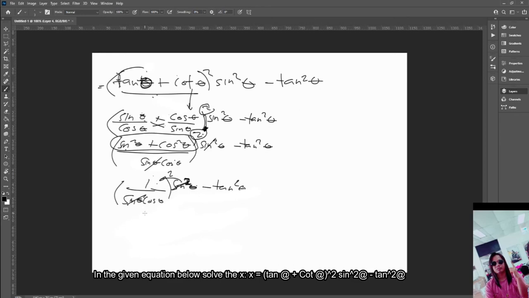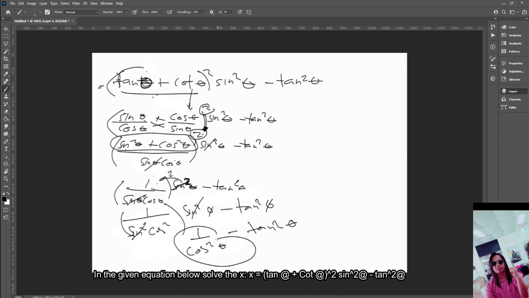This is going to be 1 over sine squared cosine squared, then multiplied by sine squared over tangent squared theta. Then you can cancel this. The remaining is 1 over cosine squared theta minus tangent squared theta. Since this is another identity, we can write it down in secant, because secant is equivalent to this.